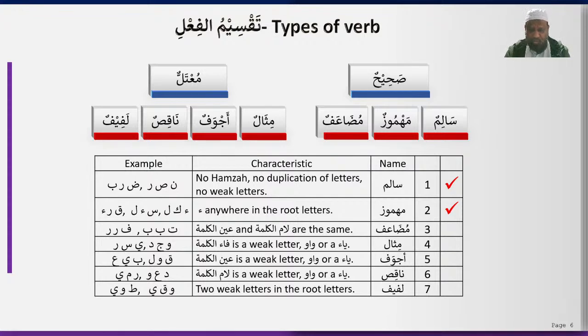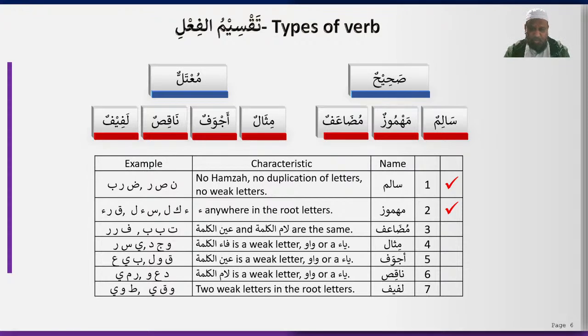So let's go through the others as well. Number four, Mithal. What is Mithal? Fa'ul Kalima is a weak letter, Waw or Ya. Ajwaf, Ainul Kalima is a weak letter, Waw or Ya. Naqis, Lamul Kalima is a weak letter, Waw or Ya. Lafif, two weak letters in the root letters.